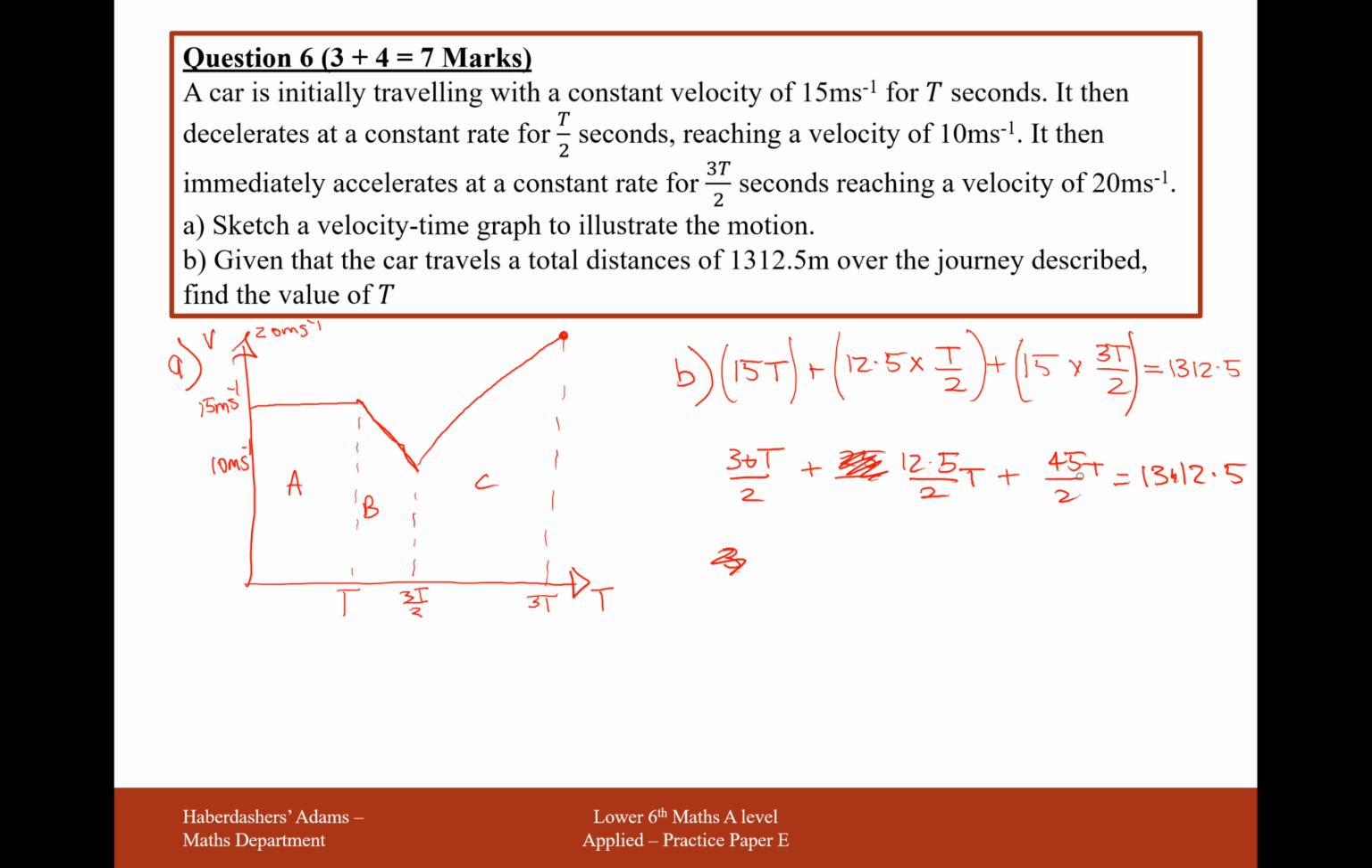So doubling the 1312.5, and adding all these t's together, we'll get 75, 87.5t is going to equal 2625. So then grabbing your calculators and dividing 2625 by 87.5, we get t equals 30. Okay, so t is the value of 30. Okay, so that's what we need to do. 7 marks for that question.